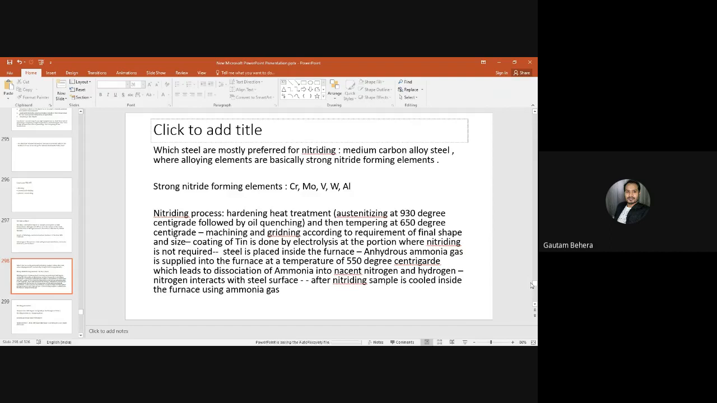So suppose you want that a specific surface or specific region of the steel will be exposed to nitrogen, or in that part only you need to do nitriding, other part you don't want, then you can do what? You can do a coating of tin. By doing electroplating, you can coat that part only, and this tin plating or tin coating will prevent the entering of nitrogen into the steel surface, right? So that is the thing.